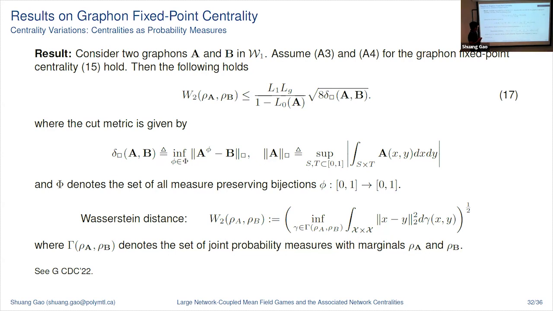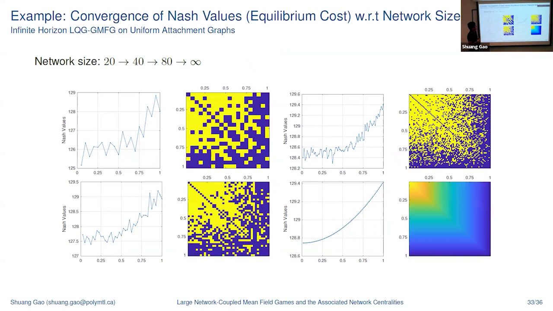Okay. Now, this is an illustration of the convergence of the centralities as we increase the network size. This is for an infinite horizon LQ graphon game on a uniform attachment random graph. So these are small graph sizes. As we increase the network size, you see the convergence of the centrality to the limit centrality.